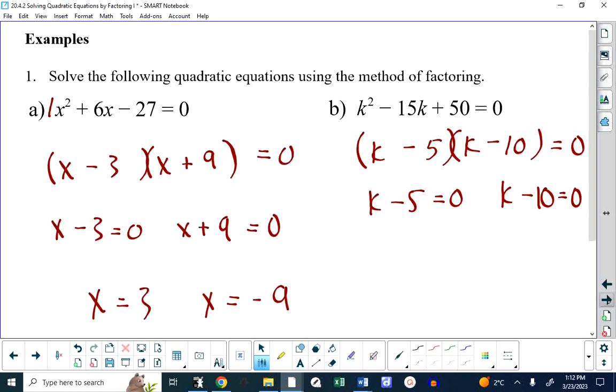I need to write that down at this level. And that means you solve this equation and you get k equals 5. You solve this one, you get k equals 10. It's really pretty straightforward, I think.